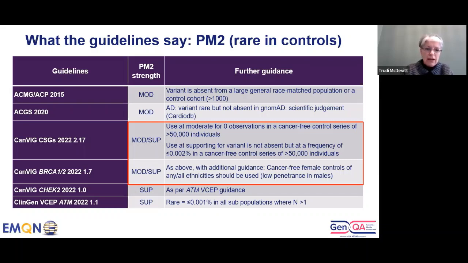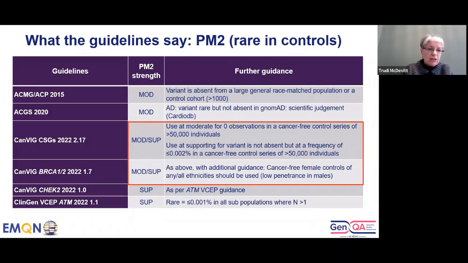The general cancer guidelines allow the use of PM2 at moderate or supporting level and give extra clarity so that it can be used as moderate for no observations in a cancer-free control series of more than 50,000 individuals, or it can be used at supporting if it isn't absent, but it's at a frequency of less than 0.002% in a cancer-free control series of greater than 50,000 individuals.